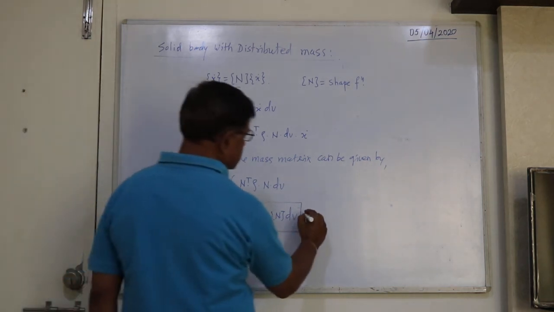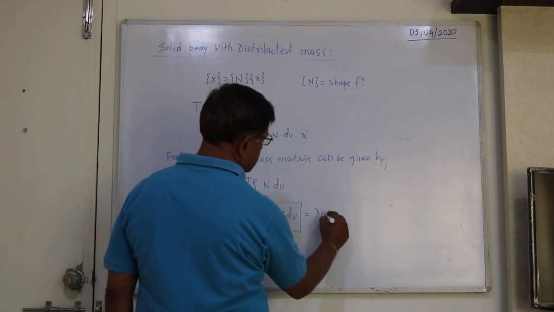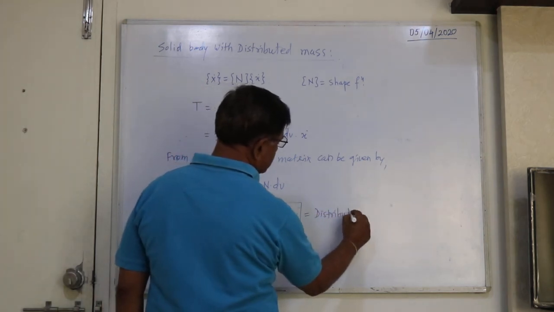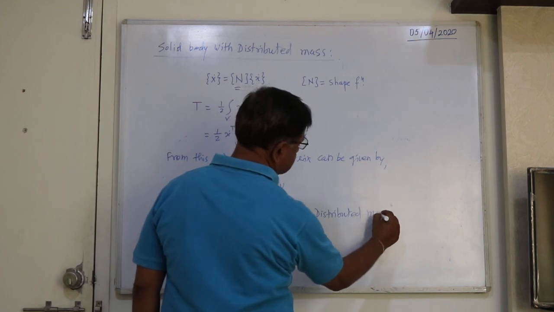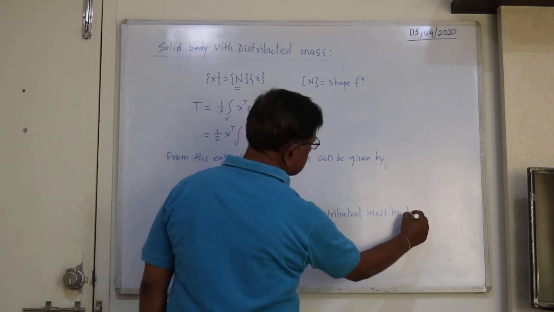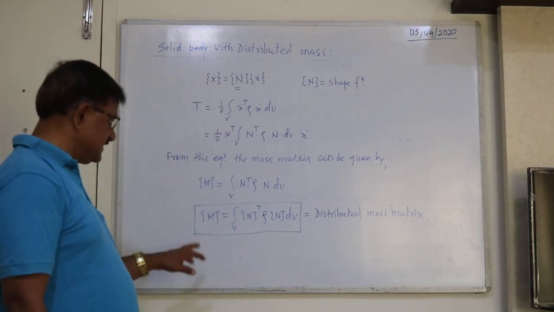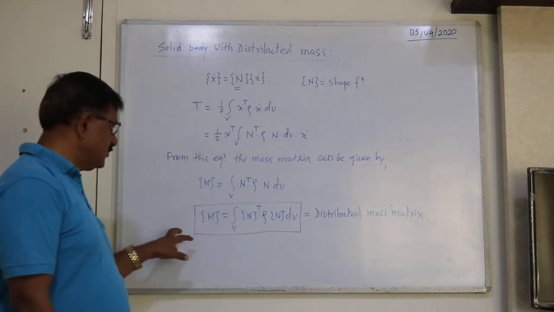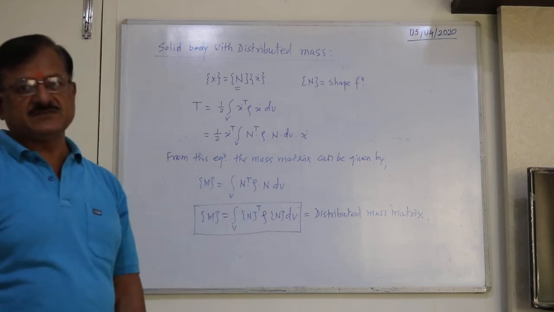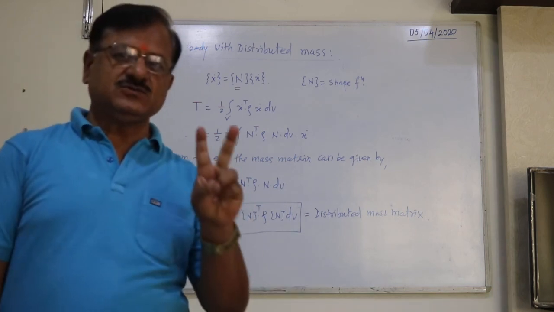So this gives us the distributed mass matrix. Next time we will see the various types of elements and how to find out the distributed mass matrix. So in dynamics there are two types of problems.